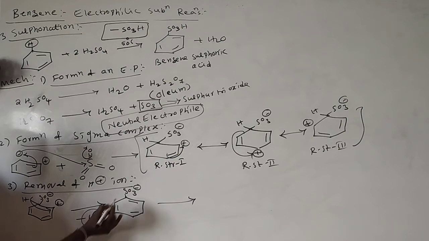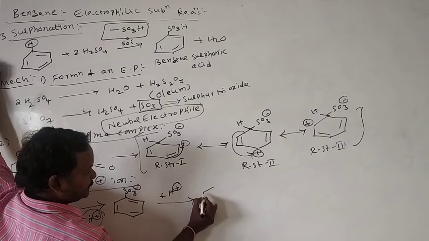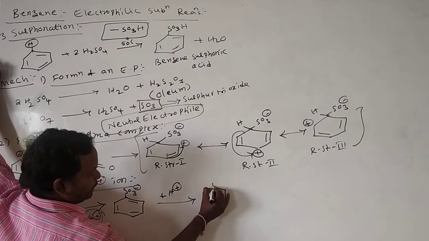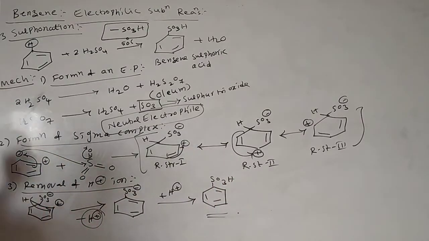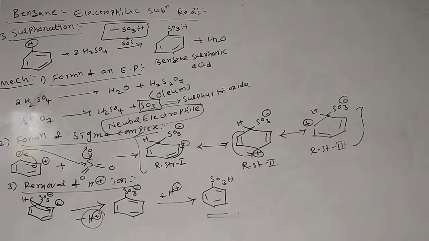This H plus ion attacks here, and forms benzene sulfonic acid. This is recorded as sulfonation. This is also one of the important electrophilic substitution reactions from the examination point of view.